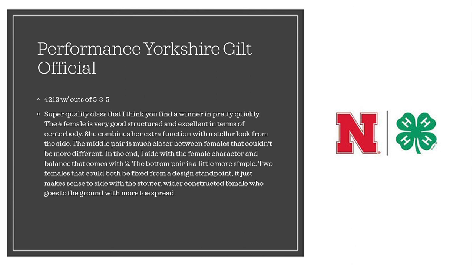In the bottom pair, I think that both of these gilts have some design things that you'd like to fix, but I still see 1 as the stouter, wider constructed gilt. I think she is probably the one that's better in terms of her center body, much more maternal in that regard. And then again, we go back to the numbers, she's much more appealing on paper. And so those are the types of things I think you got to think about.